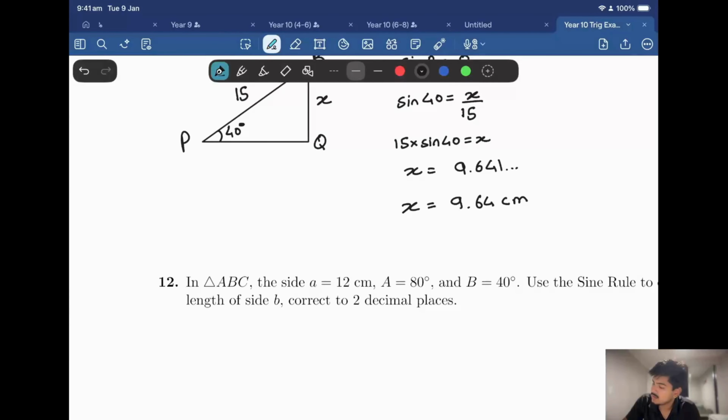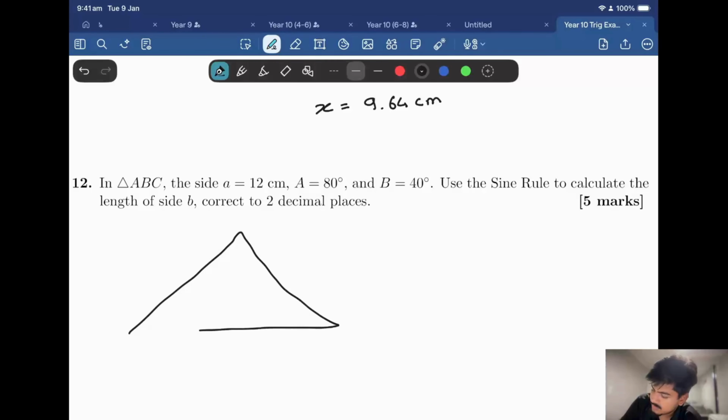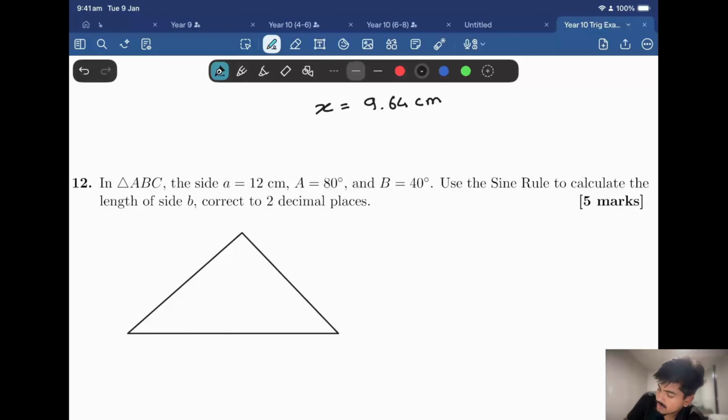Okay. Now, in triangle ABC, the side A is equal to 12 centimeters. Angle A is 80, angle B is 40, okay? Use the sine rule to calculate the length of side B, correct to 2 decimal places. Okay, so let's draw that out. So side A, I'm going to let this side be side A, that's 12. This is 80, and this is 40.